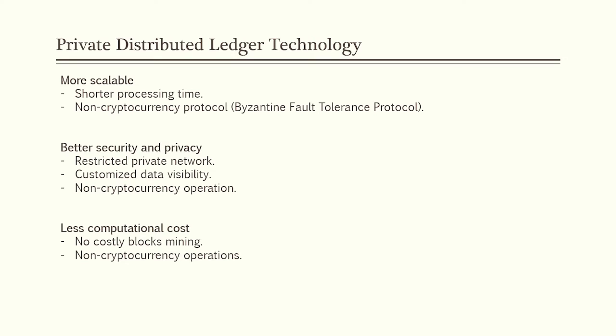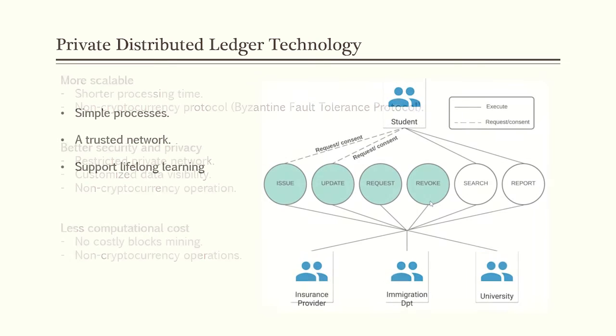Using permissioned blockchain also gives us less computational cost, because there's no costly block mining process and no cryptocurrency operations like gas in Ethereum.